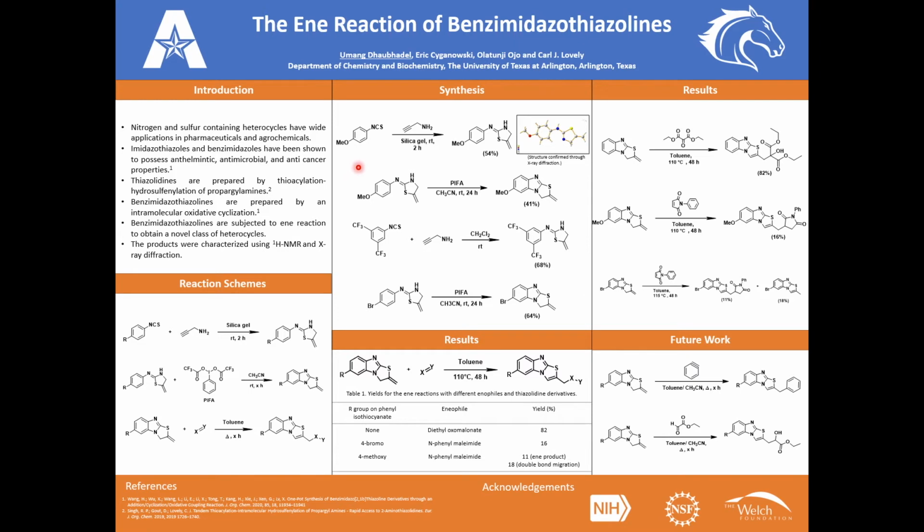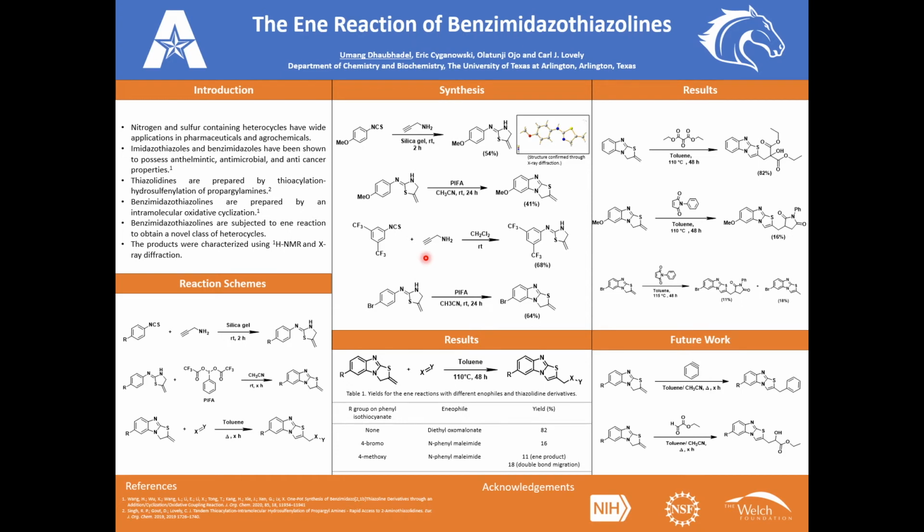These are the syntheses that have been done so far. We have used a 4-methoxyphenyl isothiocyanate and a 3,5-bis-trifluoromethylphenyl isothiocyanate for synthesizing the thiazolidines. The methoxy derivative had a yield of 54%, while the bis-trifluoro one had a yield of 68%. The structure of the methoxythiazolidine was confirmed through X-ray crystallography. We found that the bis-trifluoro derivative solidified immediately upon addition of the propargylamine and could be purified immediately.